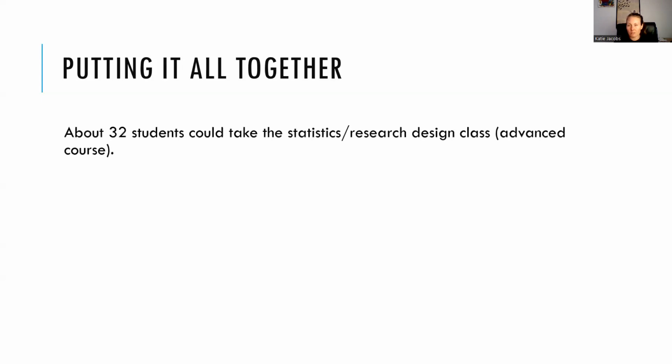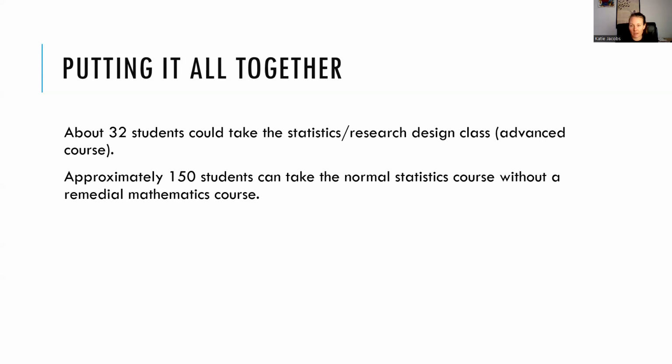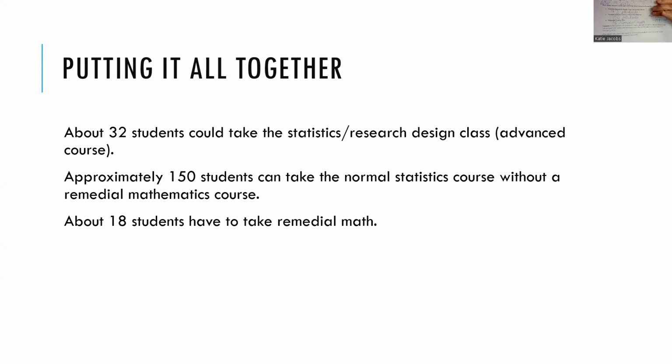We found that about 150 students could take the normal stats class without any form of remediation. And then we found about 18 students needed to have that remedial math class first, so they would have a greater chance at being successful in stats. And so if we add all those numbers up, the 32 plus the 18, we get 50, and then 50 plus 150 is 200. So we have placed successfully all of our students into their proper classes.